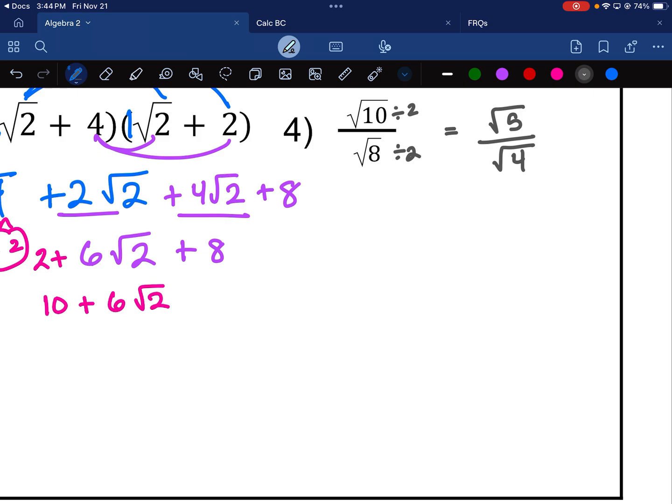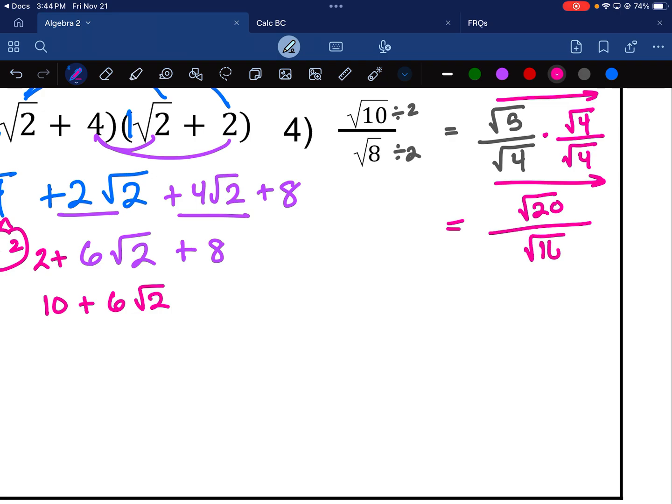From here, you're going to rationalize. Rationalizing says, look at the denominator, and you're going to multiply to the top and bottom that radical 4, because we don't like radicals in the denominator. It makes it look yucky. So now you're just multiplying across. Radical 5 times radical 4 is radical 20. Radical 4 times radical 4 is radical 16.